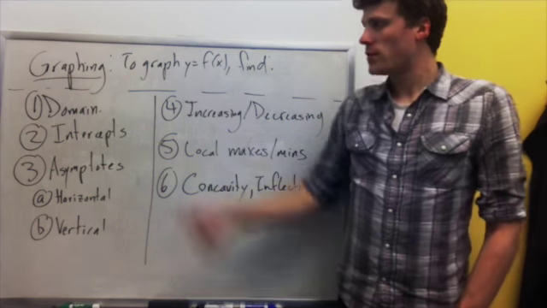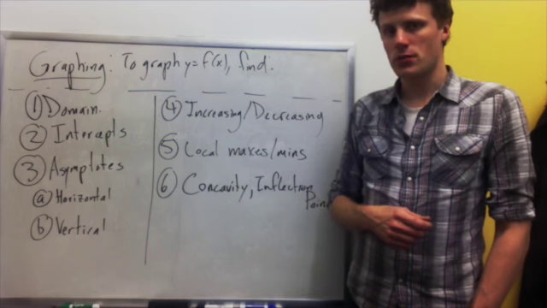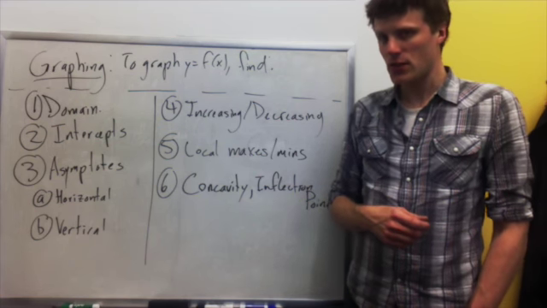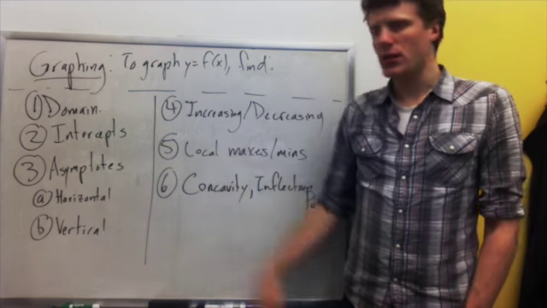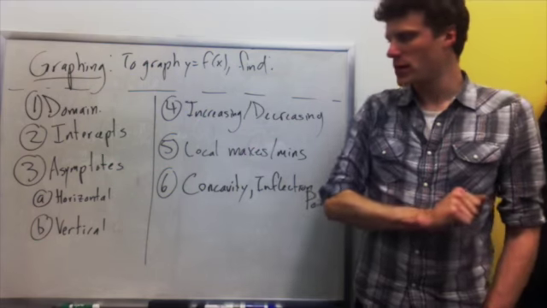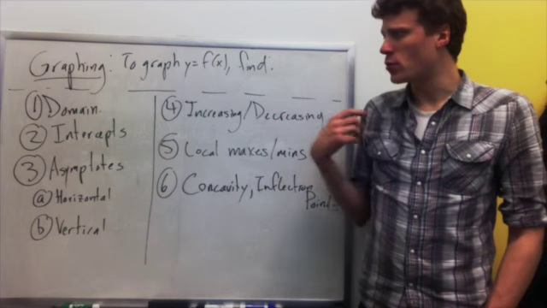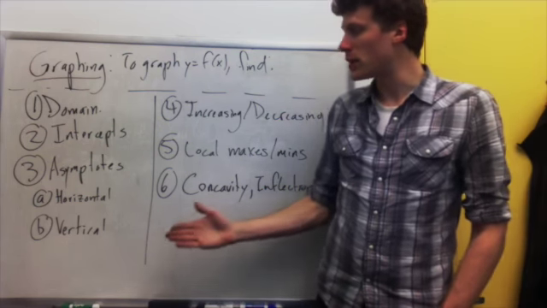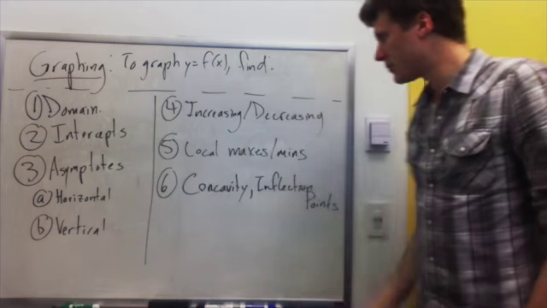Second, find the intercepts. The x-intercept is when y is equal to 0. The y-intercept is when x is equal to 0. Third, the asymptotes. Find the horizontal asymptotes by looking at the limits at negative infinity and positive infinity. And find the vertical asymptotes by, well, there are a variety of ways of doing that, but one way is to check what the limit of the function is at any of the endpoints of intervals of the domain.